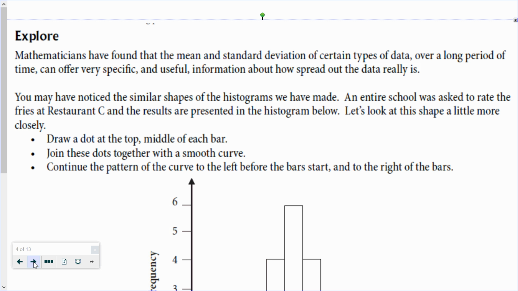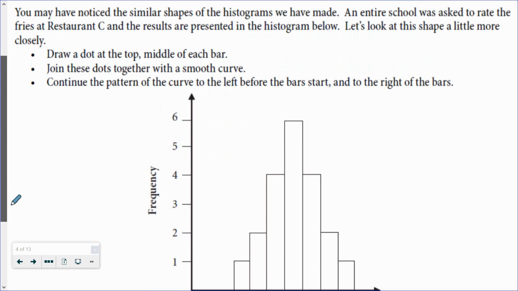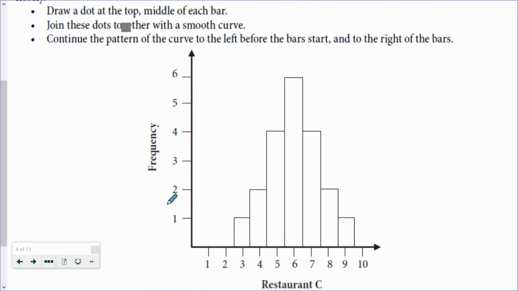An entire school was asked to rate the fries at Restaurant C. So now we don't just have the group of 17 friends, but a whole high school was asked to rank the fries at Restaurant C, and the results are presented in the histogram below. Let's look at the shape a little more closely. What it's saying here is draw a dot at the top and in the middle of each bar. So if we draw a dot here, and here, and here, and here.